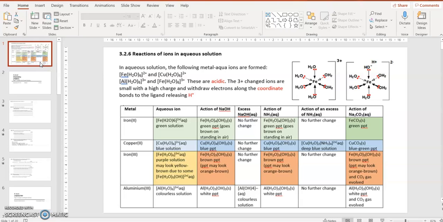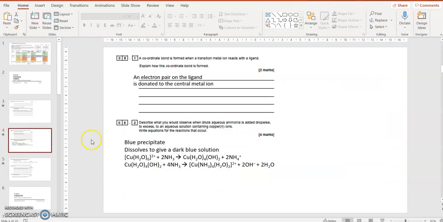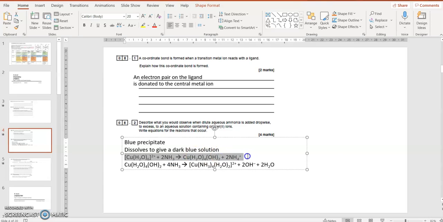It's a solid because, as I said before, Cu2+ with two OH minuses, 2 plus and 2 minus leaves no charge. No charge means it's a solid, and copper is blue, so it's a blue solid. The first equation is that. That's what it does first of all.